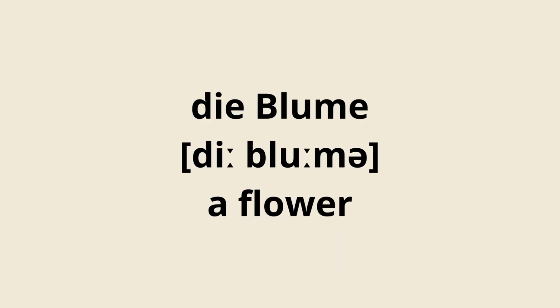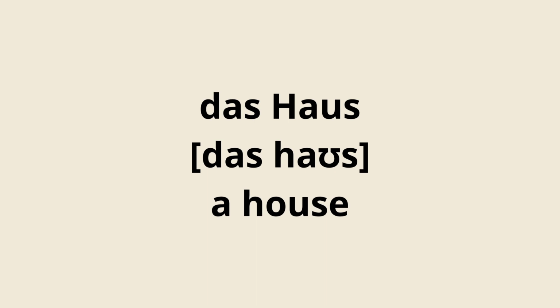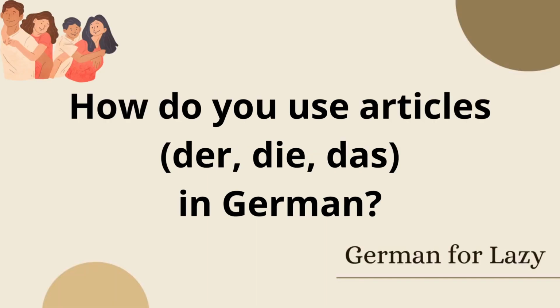Die Blume, a flower. Das is used with neuter nouns. For example, das Kind, a child. Das Haus, a house. Very well, let's learn another German words.